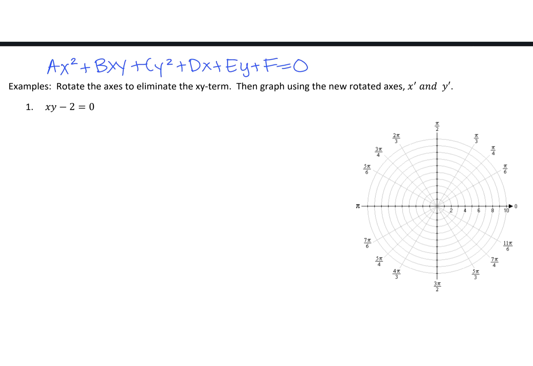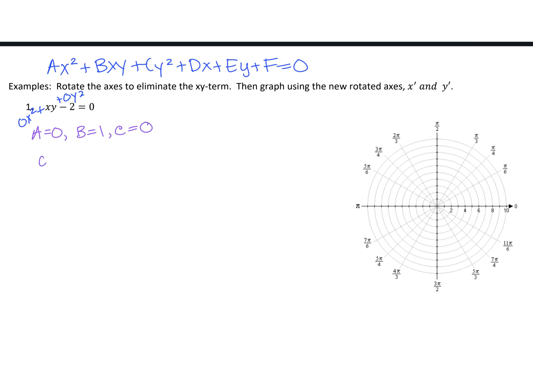So really I have no x squared, so it's really like 0x squared plus xy plus 0y squared, and then plus 0x plus 0y minus 2. So that means that my a value is equal to 0, my b value is equal to 1, and my c value is equal to 0 from those three coefficients. So I'm going to go ahead and plug that into my formula.